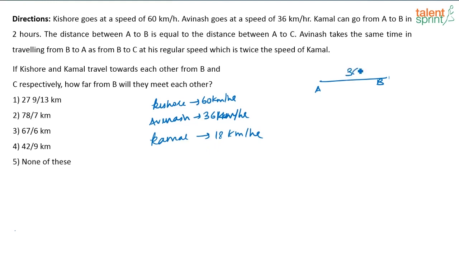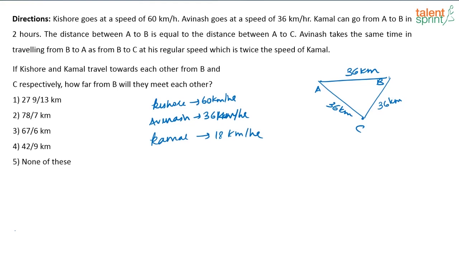So what is the distance between A to B? The distance between A to B is 36 kilometers. The distance between A to B is equal to the distance between A to C, right? So this is also 36 kilometers. Now next it is given, Avinash takes the same time in traveling from B to A as from B to C at his regular speed. Okay, so Avinash takes the same time to travel between B to A as between B to C, and with the same speed. That means the distance between B to A is the same as the distance between B to C. So this will also be 36 kilometers.